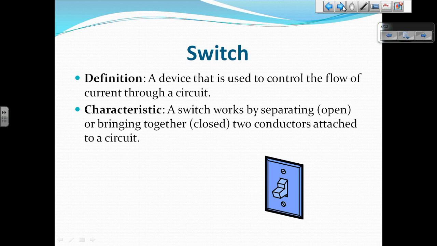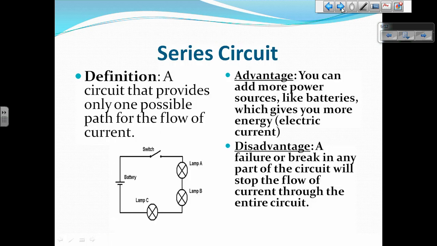So that's some different parts that make up a circuit. You've got a load, which is what's receiving the electrical energy in the circuit, and then you have a switch, which controls the flow of the current through the circuit. There are two types of circuits, and we'll get into those now.